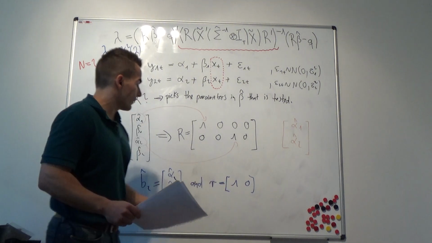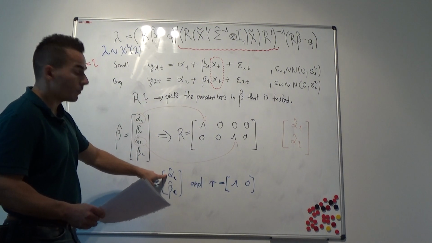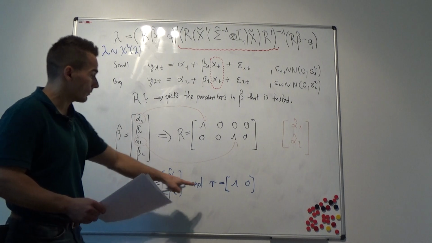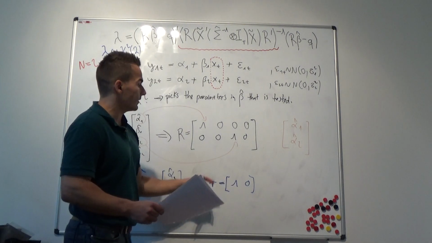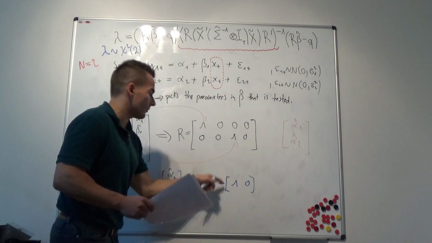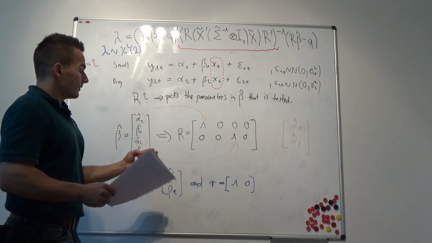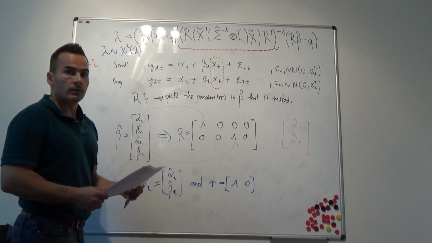With this guy, it would give us always the alpha, the first element. It gives us always the first element. So this vector here is an indicator. We can use it as an indicator that gives us the parameter that we are interested to be tested.